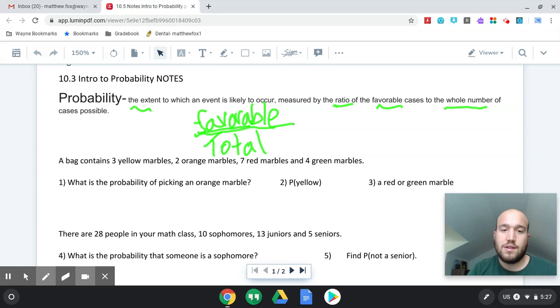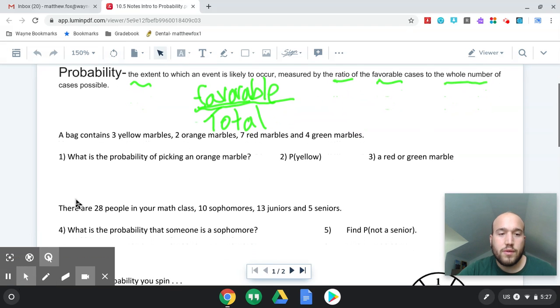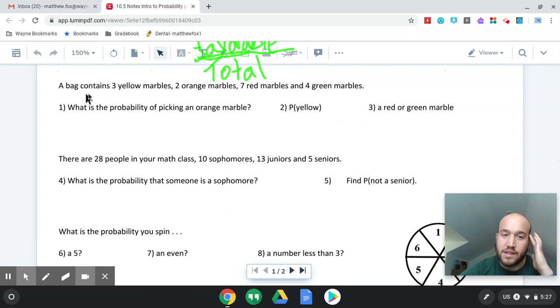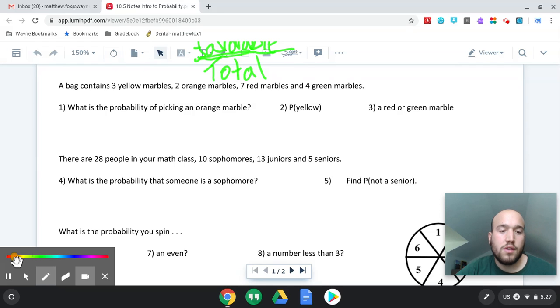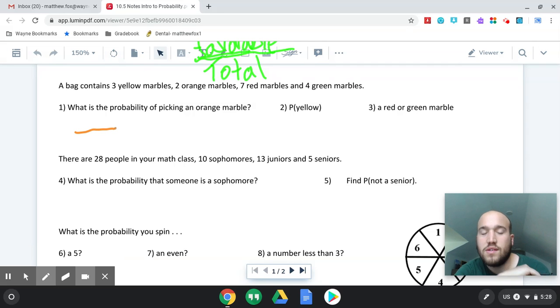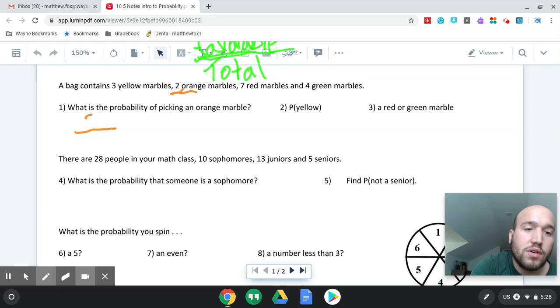It satisfies our conditions. So if we look here at this first problem, we are trying to take a look at this bag. It contains 3 yellow marbles, 2 orange marbles, 7 red marbles, and 4 green marbles. And we want to know, what is the probability of picking an orange marble? Okay, so we'll solve this one with an orange color. First thing we want to do is establish on top the favorable. So an orange marble. How many orange marbles are there? Hopefully you can see right here, there are 2 orange marbles. So 2 will go on top.